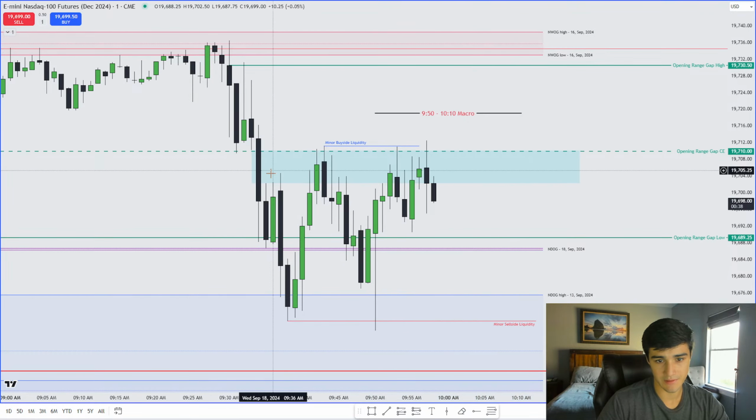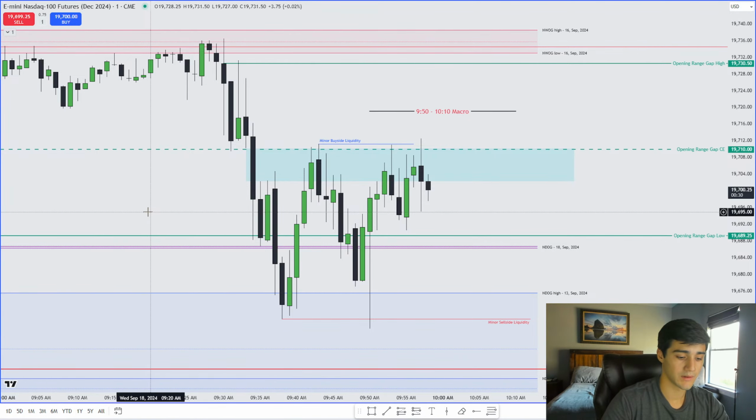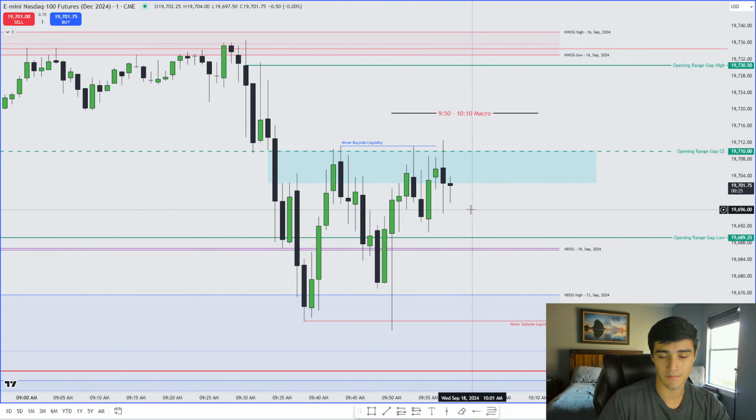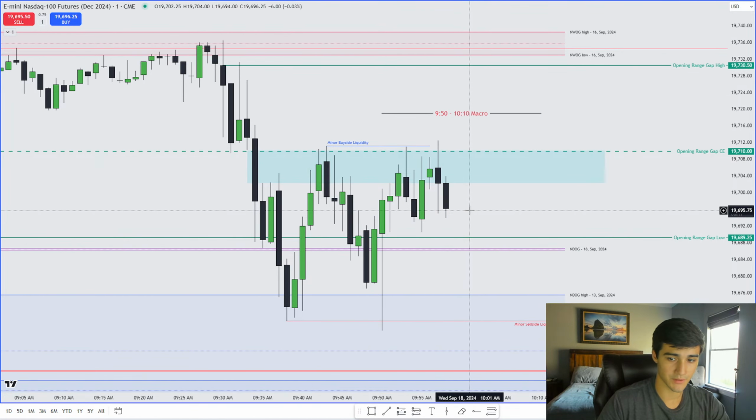But we can see that this is literally acting like a brick wall. Bodies are still closing within it. And on the 5 minute, that lines up with this imbalance here. So this is a good example of conditions that I would not engage in. Perfect example.